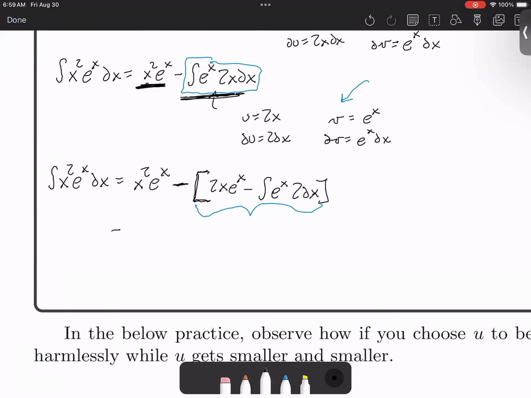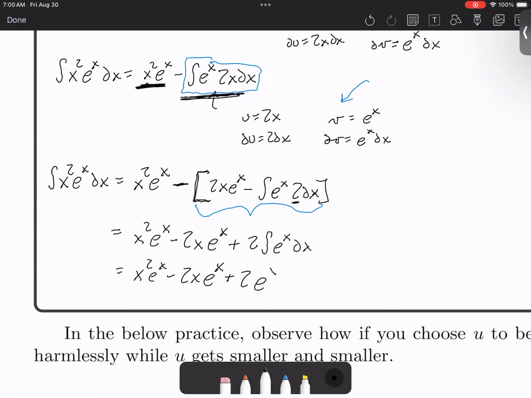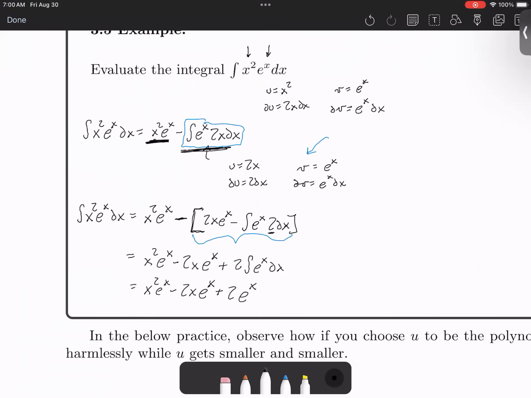All right, and here I think we can recover a final answer. x squared e to the x minus 2x e to the x, and it ends up being plus, I can pull this 2 out of the integral, 2 integral e to the x dx, and that last integral is finally a simple enough integral that we can solve it. And where did I first integrate? This first application of integration by parts has a plus c.